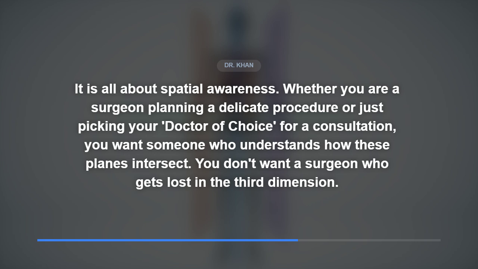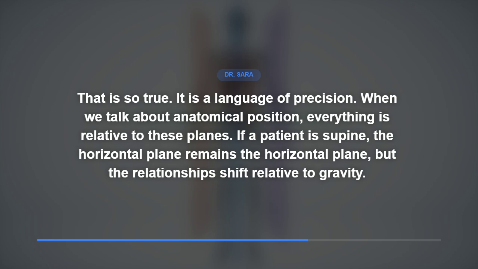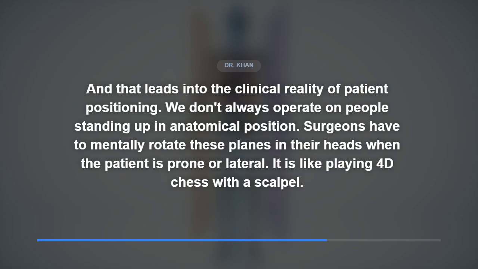Whether you are a surgeon planning a delicate procedure or just picking your doctor of choice for a consultation, you want someone who understands how these planes intersect. You don't want a surgeon who gets lost in the third dimension. That is so true. It is a language of precision. When we talk about anatomical position, everything is relative to these planes. If a patient is supine, the horizontal plane remains the horizontal plane, but the relationships shift relative to gravity.